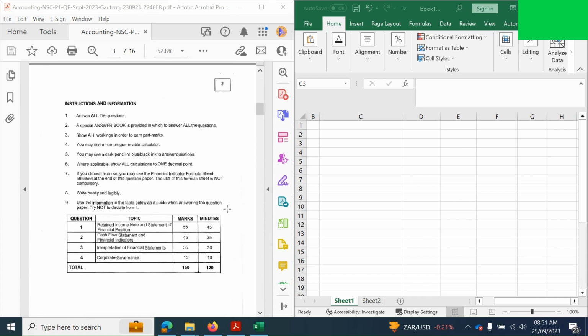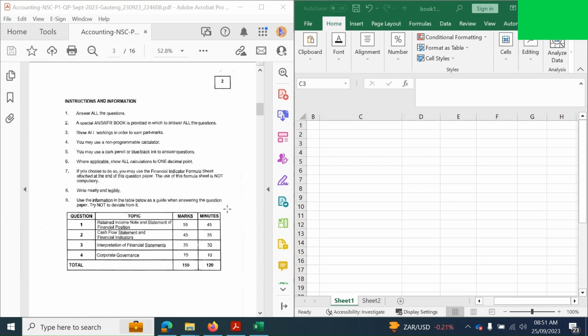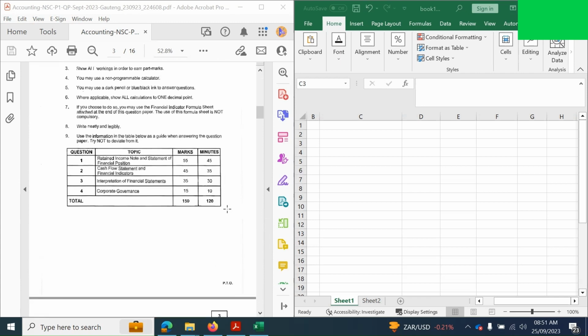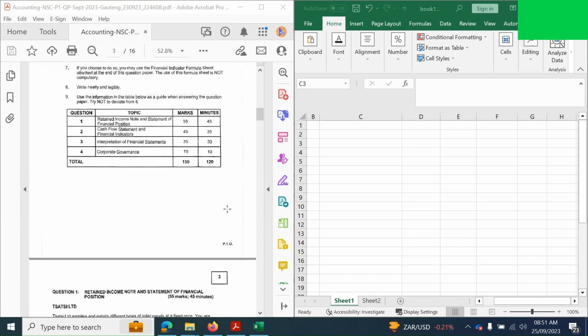And we start off with instructions. Please make sure you read your instructions beforehand and you understand what is required. There's 4 questions here, and I'm going to be looking at question 1. Be on the lookout for the rest of the questions. I will post those in due course.